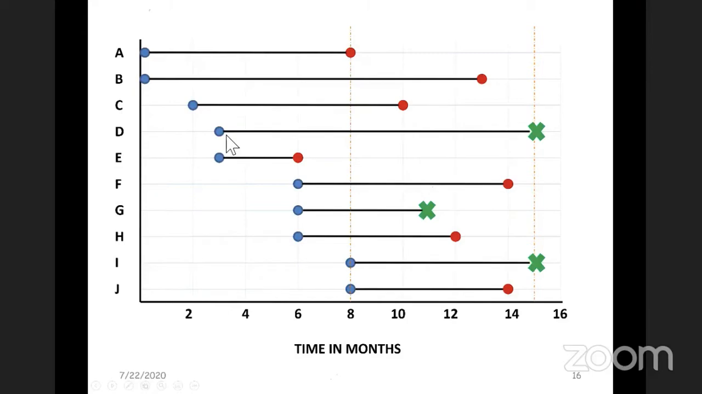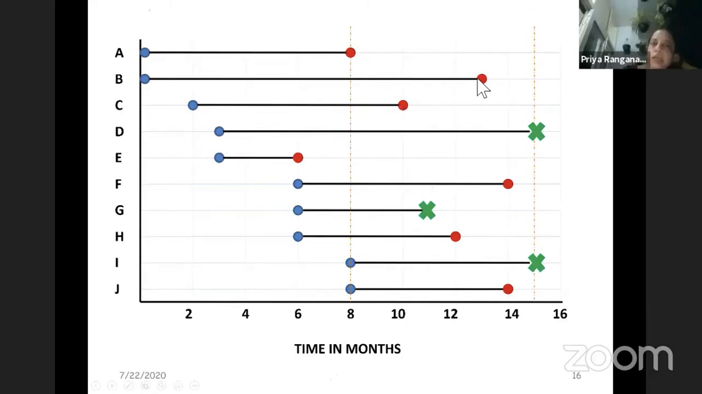So the red mark represents the event, right? The red circle represents the event. These are all events. Patient D entered the study, got operated, was followed up for 12 months. So he got operated on this date. 12 months later, he has not yet had a recurrence. She has not yet had a recurrence, right?